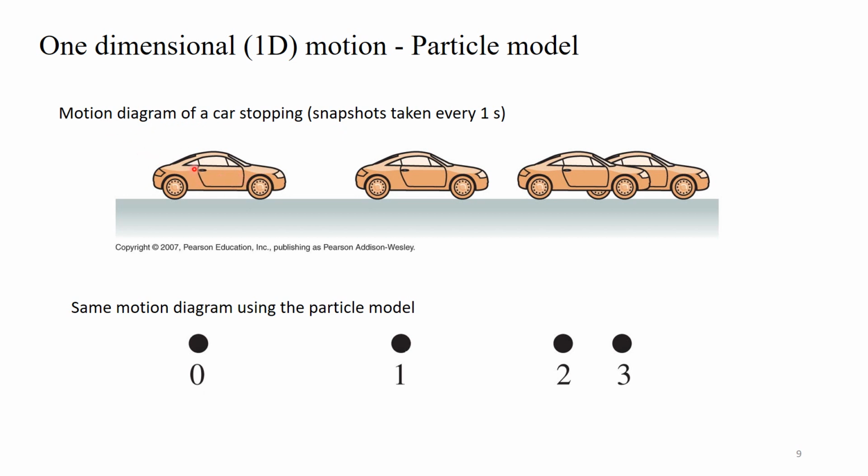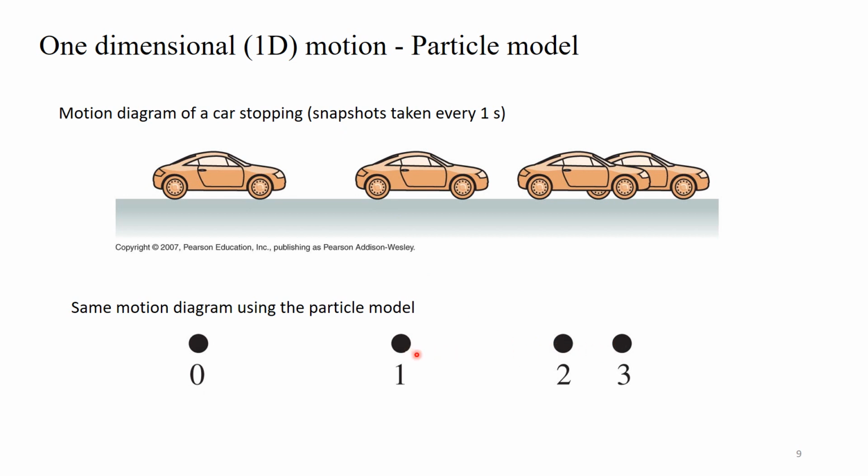Okay, so here we have what we call the motion diagram of a car, and this motion diagram consists of multiple snapshots. And underneath, we have the motion diagram using the particle model. So just the difference is that you replace the picture of the car with a dot, with a particle. Okay, so it makes it simpler. So you can see it's the same information as we had above, that at time 0, the particle, the car, is at this location here, the first dot. At time 1, it moves to the next dot here. And then at time 2 and 3, it keeps moving to the right.